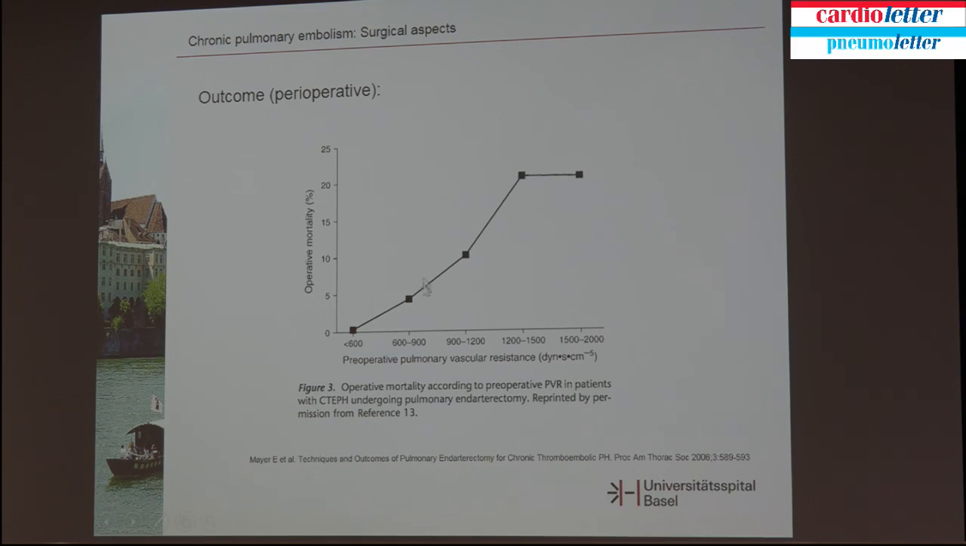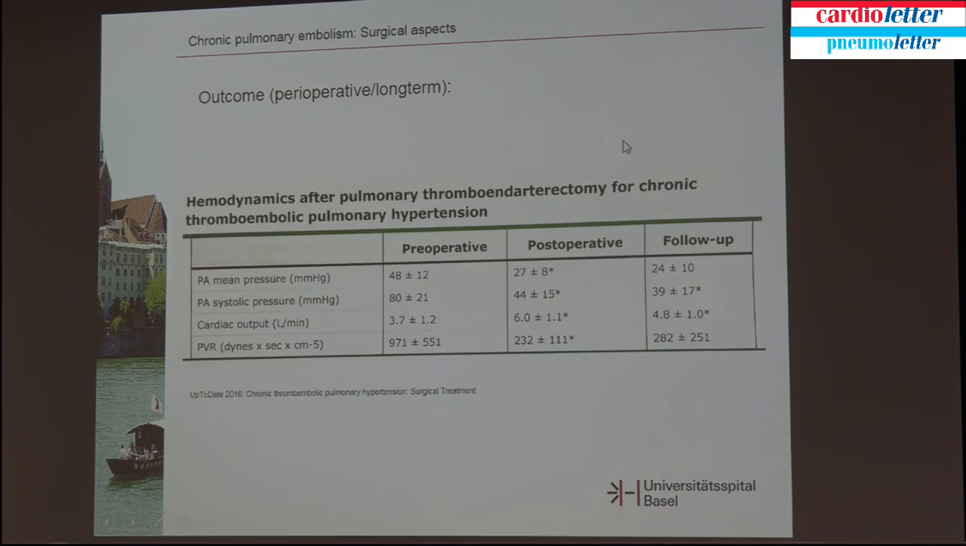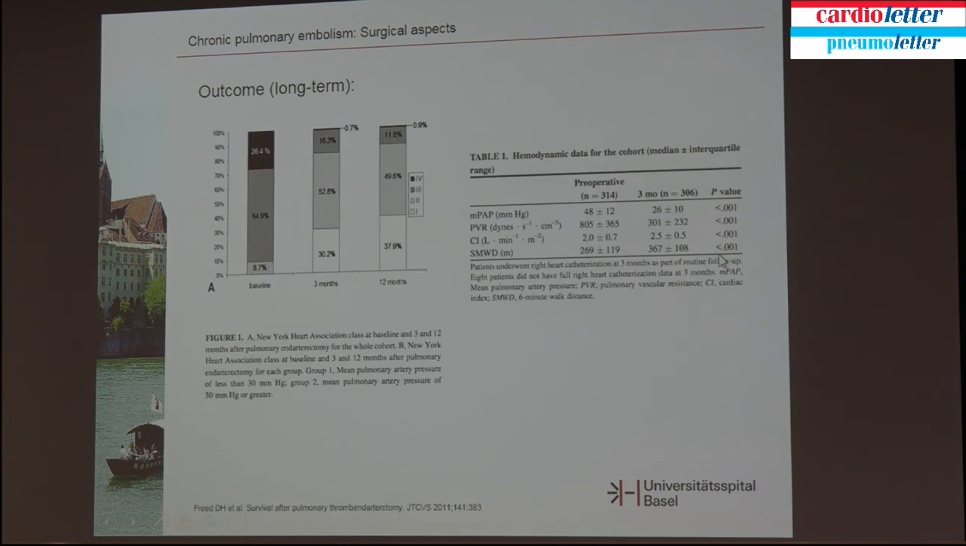The outcome is dependent on the preoperative vascular resistance, meaning patients who have a vascular resistance lower than 900 dyne have a mortality of about 4%, but with patients having a resistance more than 1200 dyne, it's about 20%. But the hemodynamics improve very much afterwards. This is the preoperative setting for a mean pressure of 48, postoperatively 27 millimeters of mercury, and in follow-up of 24 months, it decreased to 24 millimeters of mercury. Same with the cardiac index, 3.7 preoperatively, 6 postoperatively, and in the end, 4.8.